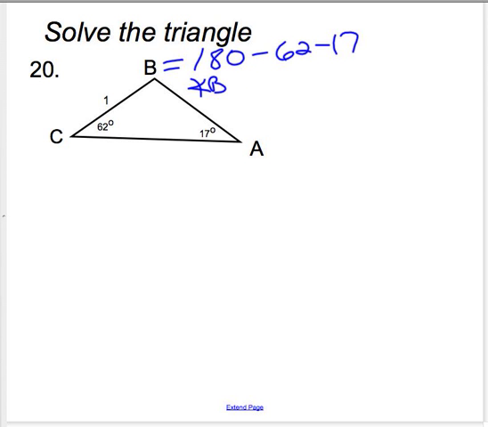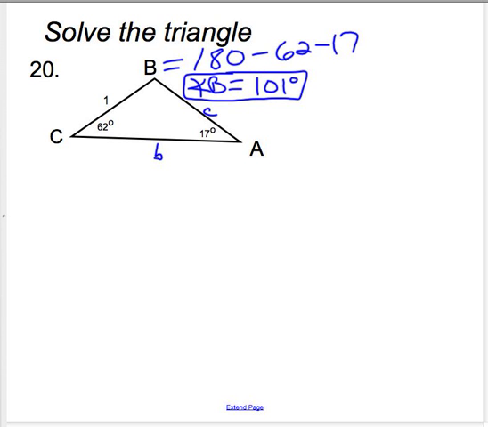So angle B is 101 degrees. All right, I got all my angles. Now I need to find my side lengths. Well, my two side lengths are side C and side B. I'm going to find C first, no special reason. To find side C, I can use the law of sines.